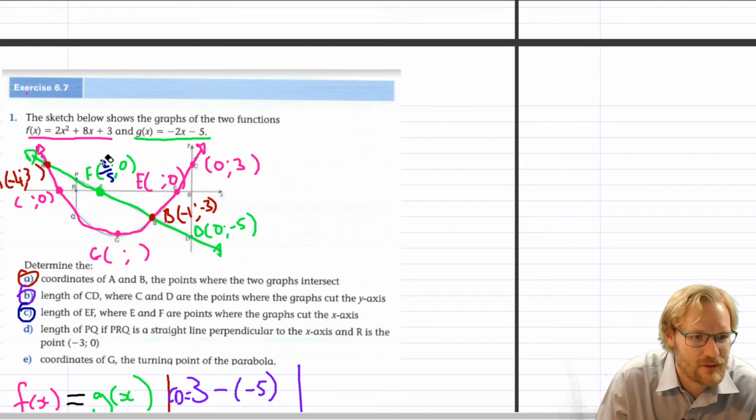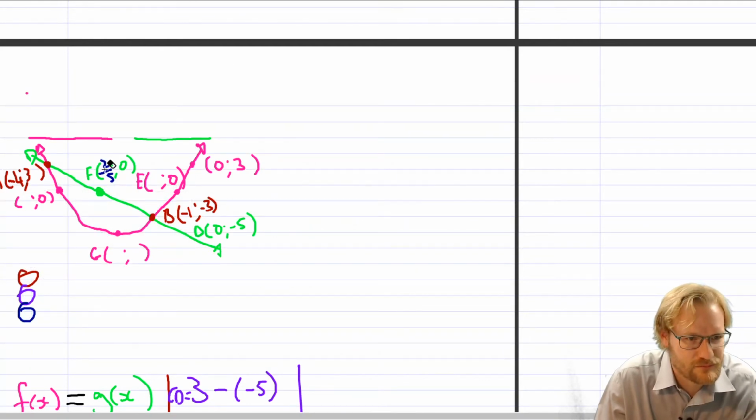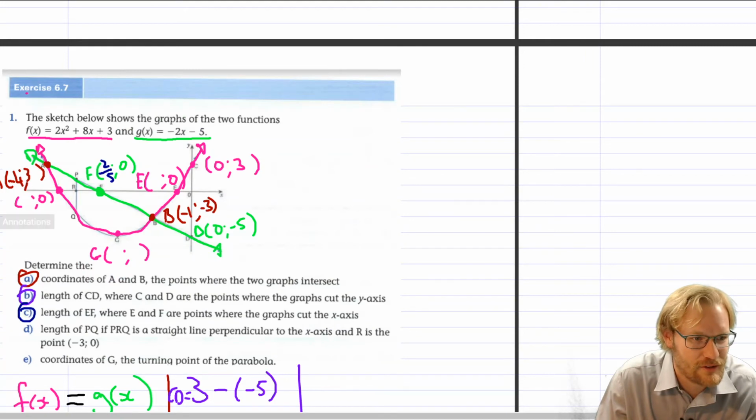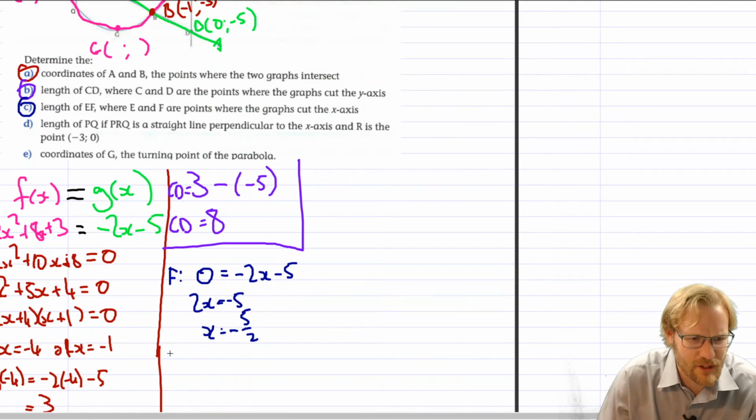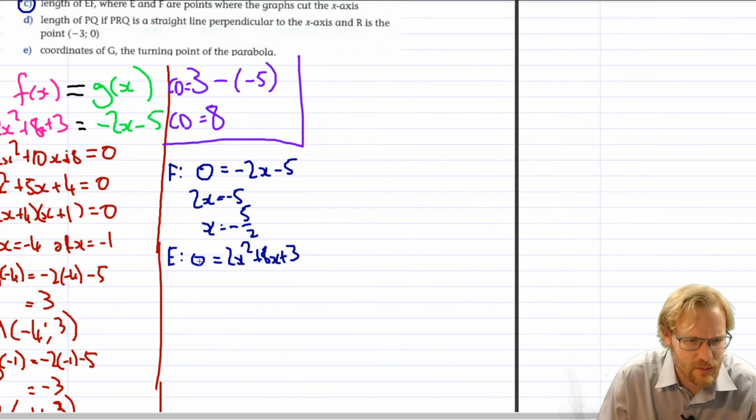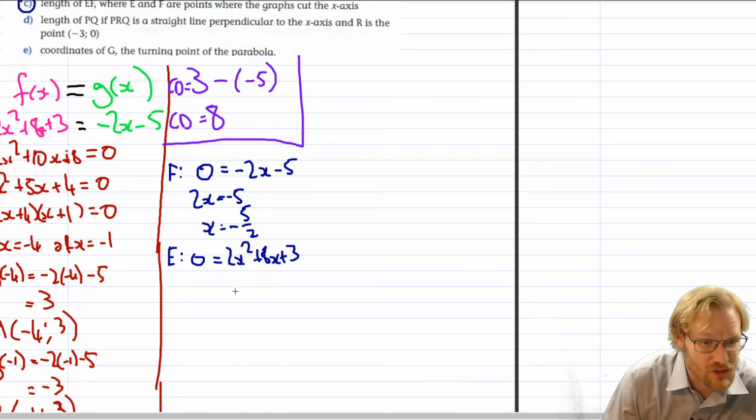That's no good, I'm just going to have to scribble it on top. Minus 5 over 2. Okay, and then the other one we need to work out is E. This is going to require a bit more work. So 0 equals 2x squared plus 8x plus 3. Make the y value 0, determine the x value. This does not look like it's going to factorize prettily.